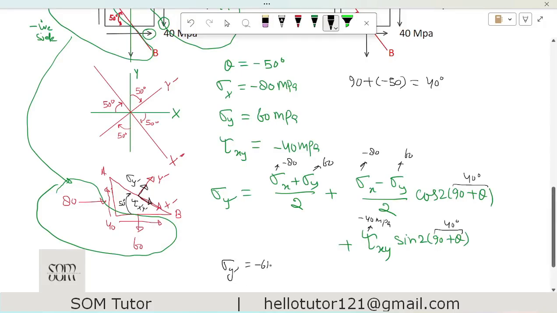minus 61.55 approximately megapascal. So we got this normal stress of negative. Negative means it is going to be towards AB.